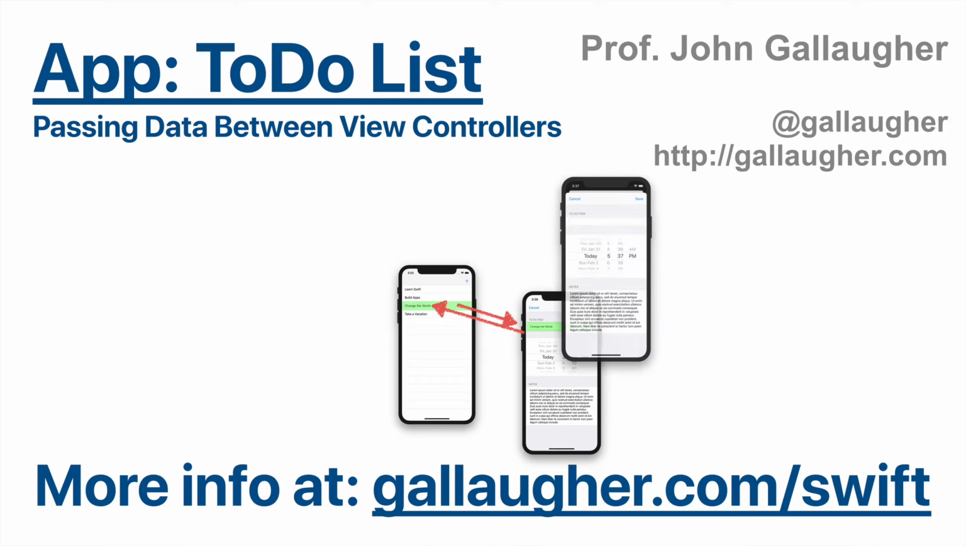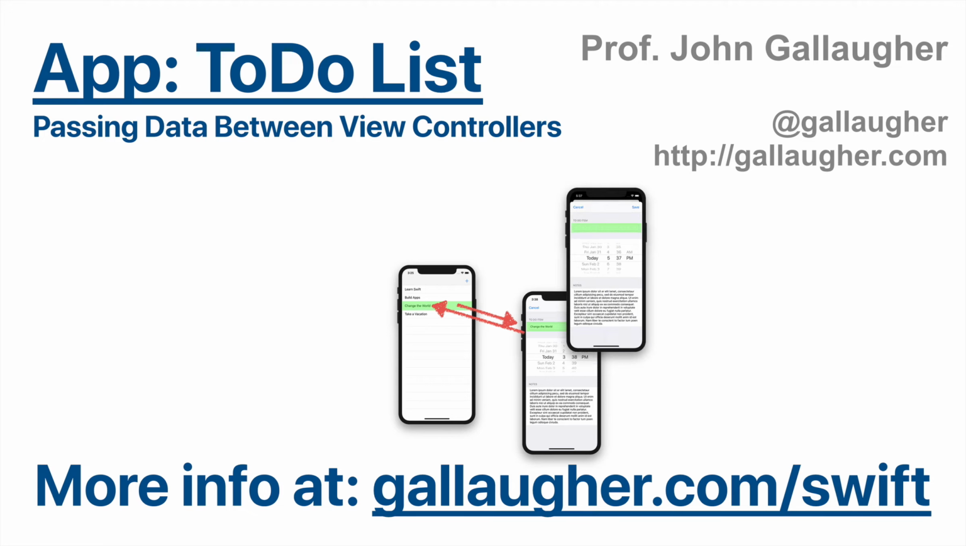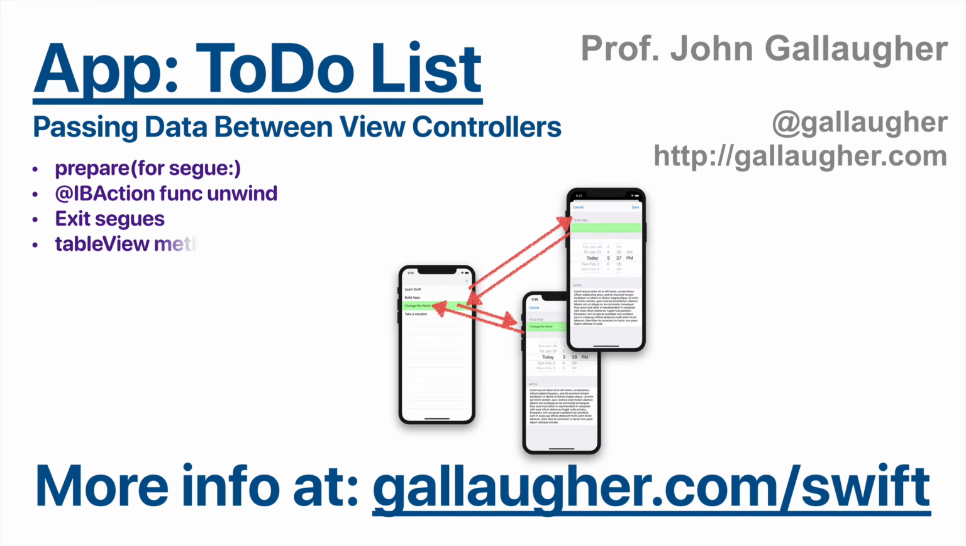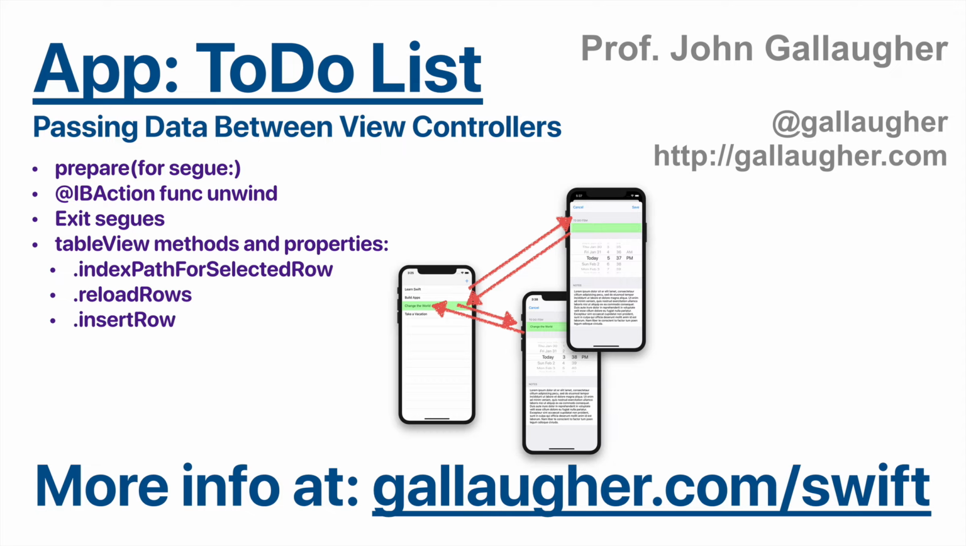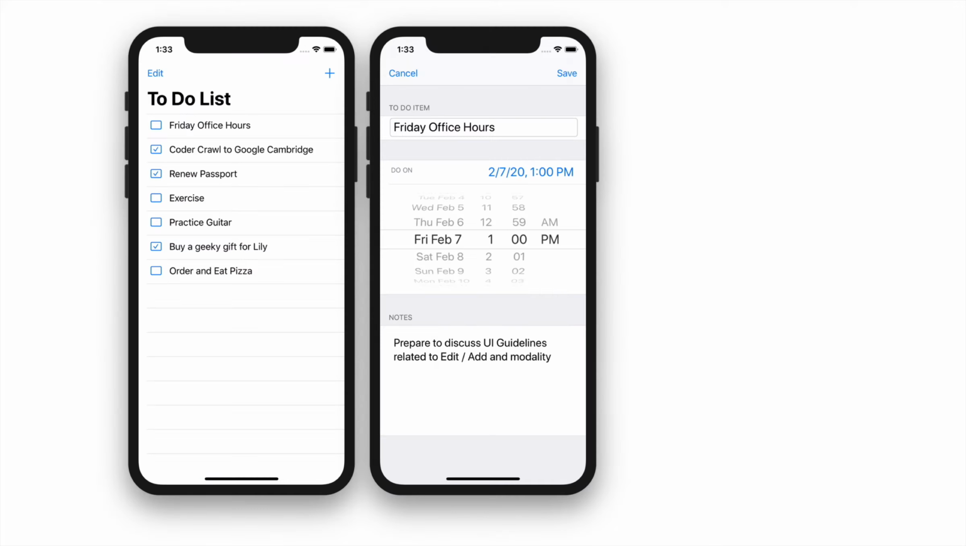Swift Squad, in this video we're going to learn how we can pass data back and forth between view controllers to edit data, to add data. We'll learn about prepare for segue. We'll create unwind actions, exit segues. We'll learn about various table view methods and properties, including indexPathForSelectedRow, reloadRows, insertRows, and scrollToRow. Swifter, are you ready? Buckle up and let's get at it!